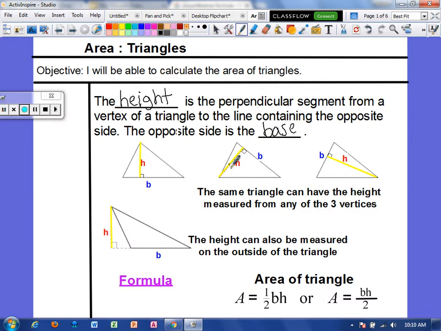So as you can see in these other pictures, every base and height intersect perpendicularly. And then on this triangle right here, the height is shown on the outside. So whenever we find the area of a triangle, we take 1/2 of the base times the height, or you can think of it as base times height divided by 2. Because anytime you take half of something, you are simply dividing it by 2.